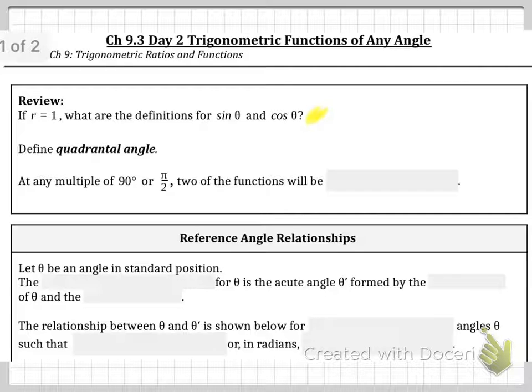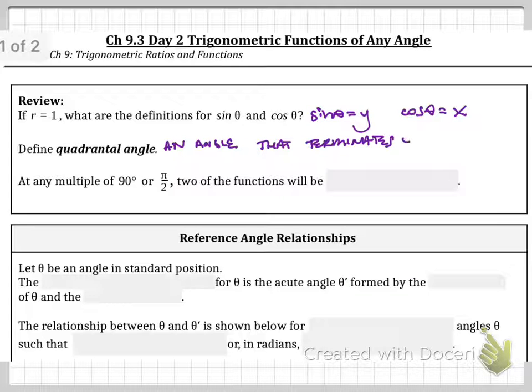So remember that sine of theta is just our y value. Cosine of theta is just our x value. And that's specifically for the unit circle. To define a quadrantal angle, it's an angle that terminates on an axis. And then at any multiple of 90 degrees or pi over 2, two of the functions will be undefined.